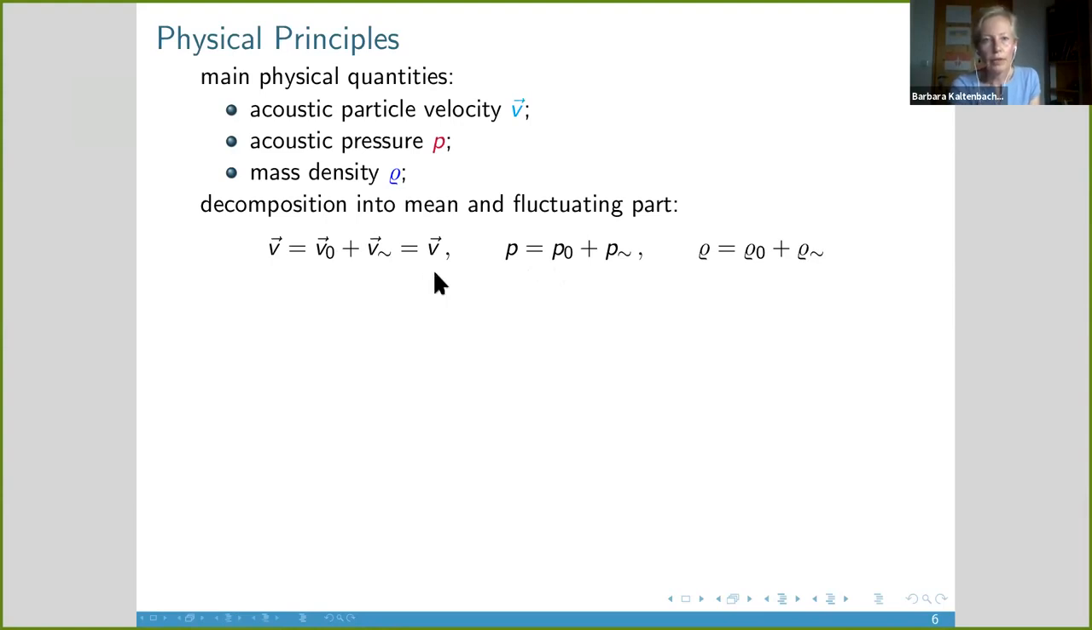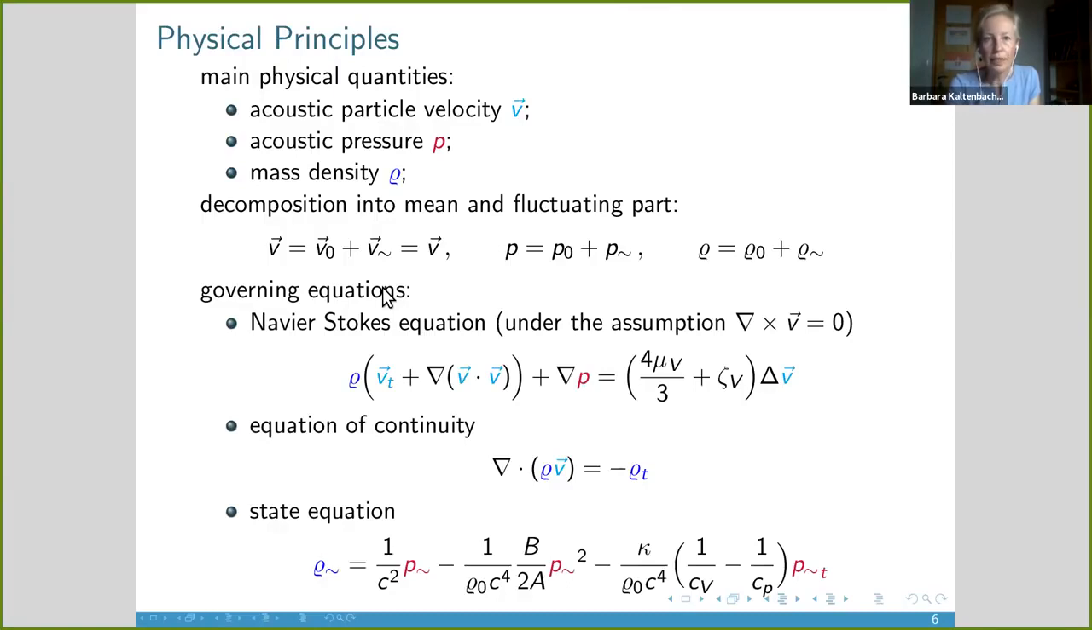So we are going to look at the situation where only the pressure and the mass density have a non-zero mean value, whereas the velocity has a vanishing mean value, meaning that we don't consider flow problems, but really just acoustic wave propagation.